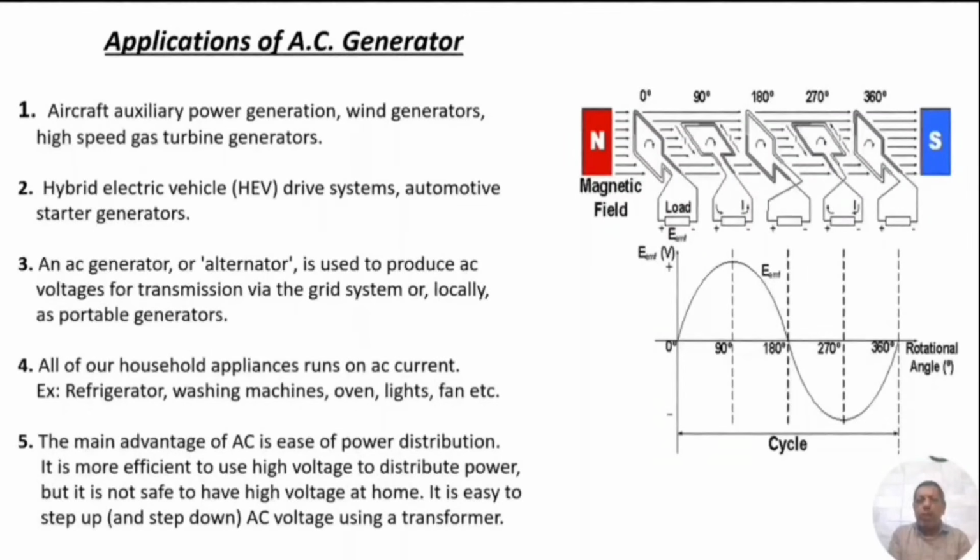Applications of the AC generator: aircraft auxiliary power generation, wind generation, high speed gas turbine generators, hybrid electric vehicles, drive systems, automotive starter generators. An AC generator or an alternator is used to produce AC voltage for transmission by the grid system or locally as portable generators. All of our household appliances run on AC, for example refrigerator, washing machine, oven, lights, fans, etc.